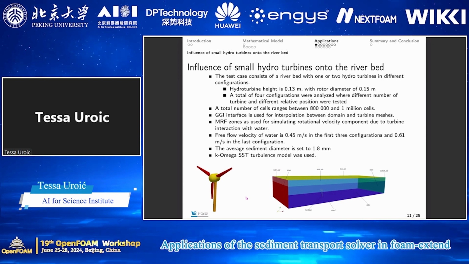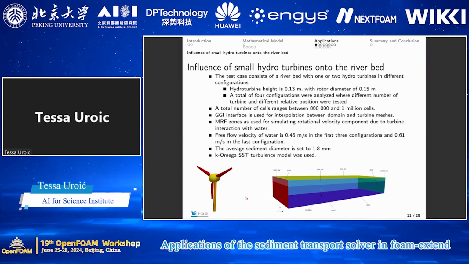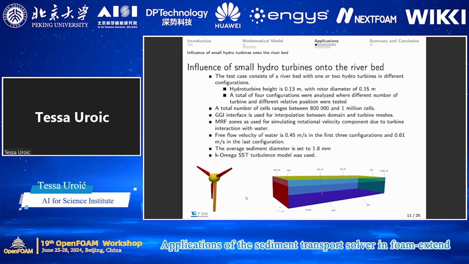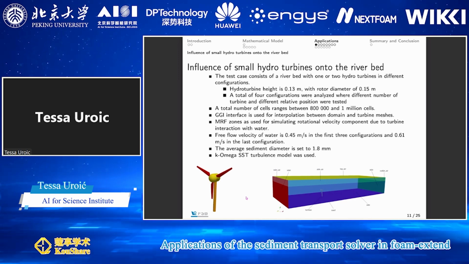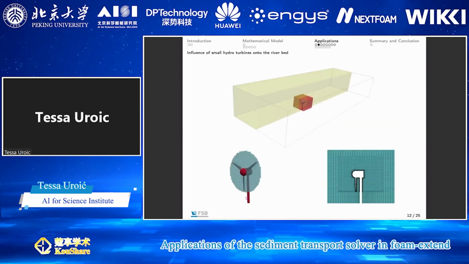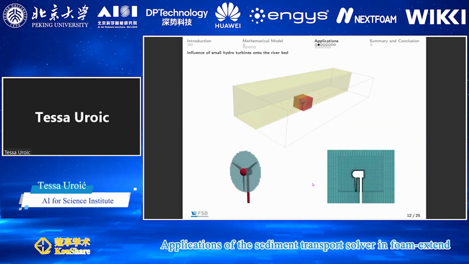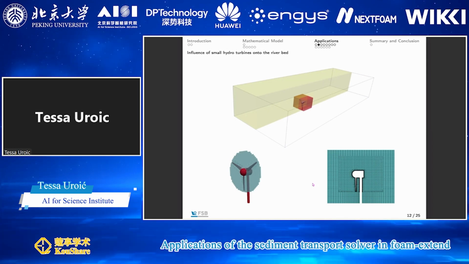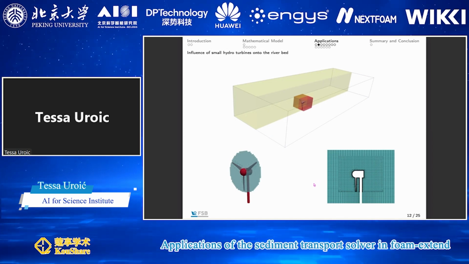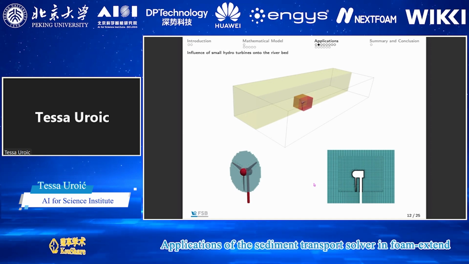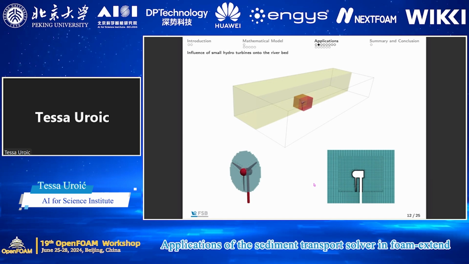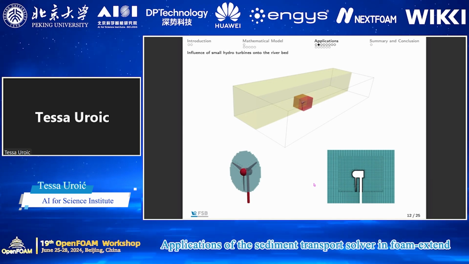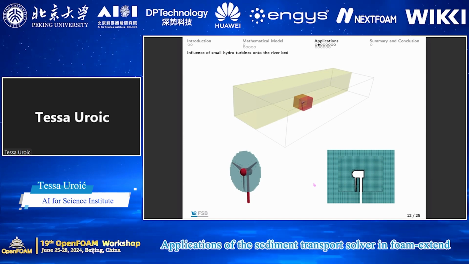It is a relatively small mesh. The largest number of cells we had was around 1 million. We have used GGI, so the mesh around the turbine was generated separately from the far field, and we have used a generalized grid interface to connect the two meshes. The rotation is accounted for using the multiple reference frame, so we add source terms into the momentum equation.